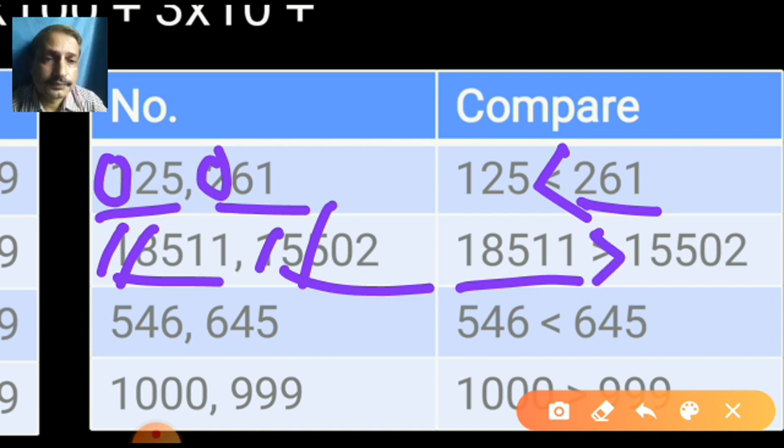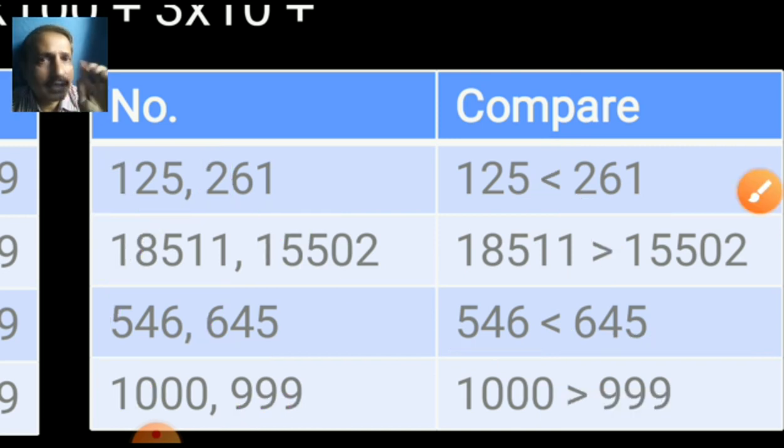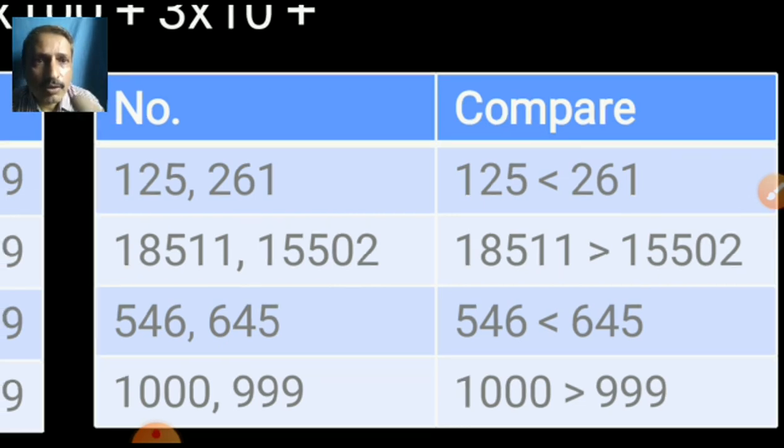The sign is here. Here check it: first number 5, second number 6. Automatically you get the answer. 645 is greater than 546. What about this one? 1000 has 4 digits, 999 is 3 digits. So whose digit count is more? That's the greater number. So 1000 is greater than 999. Clear? First check the digits, second the place values, and then you can get the proper answer.